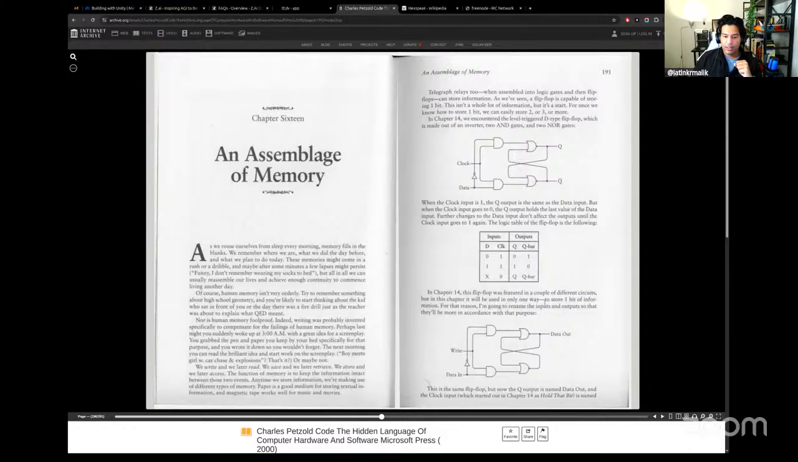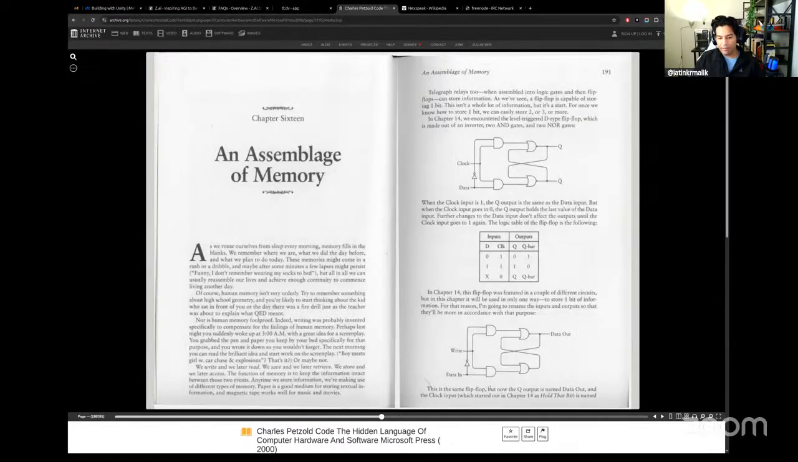In chapter 14, this flip flop was featured in a couple of different circuits, but in this chapter, it will be used in only one way: to store one bit of information. And for that reason, I'm going to rename the inputs and outputs so that they are more in accordance with that purpose. It's fairly simple. There is data in, data out, and instead of a clock, we are just calling it write. And if you remember the whole machine where we had a lot of bulbs, there also we were calling it a write switch.